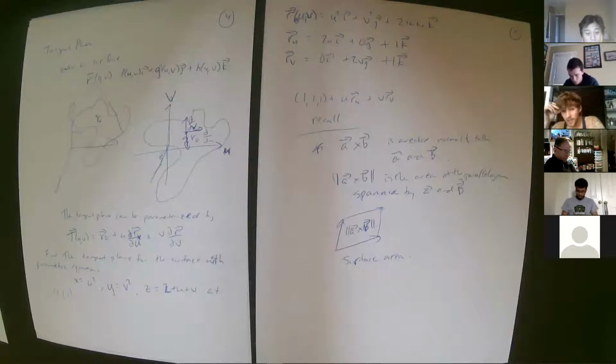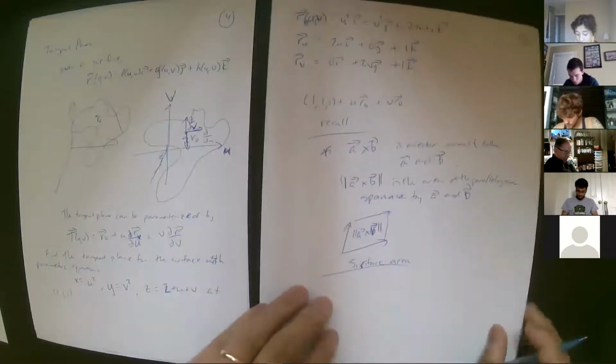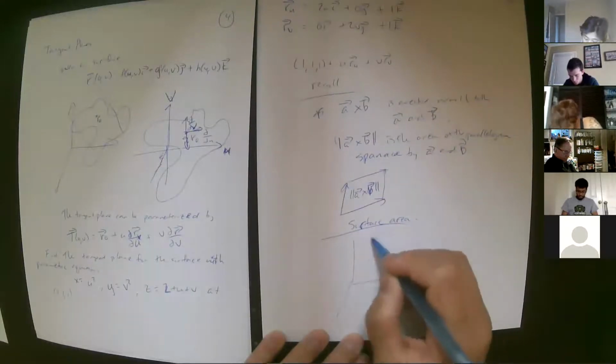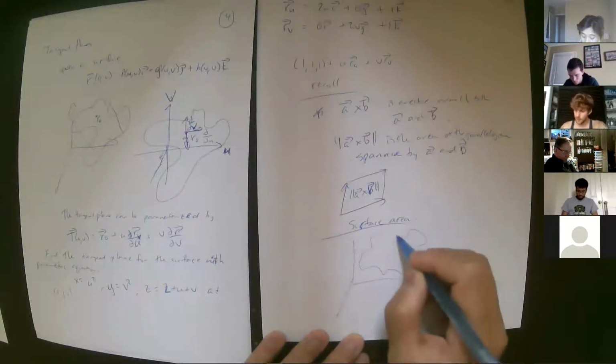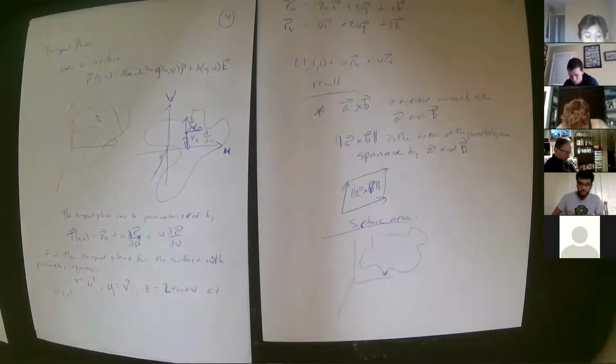So let's first talk about the goal of surface area. So I have a shape. I'm going to try to draw my picture again. A blob shape. Pretend it's smooth here.